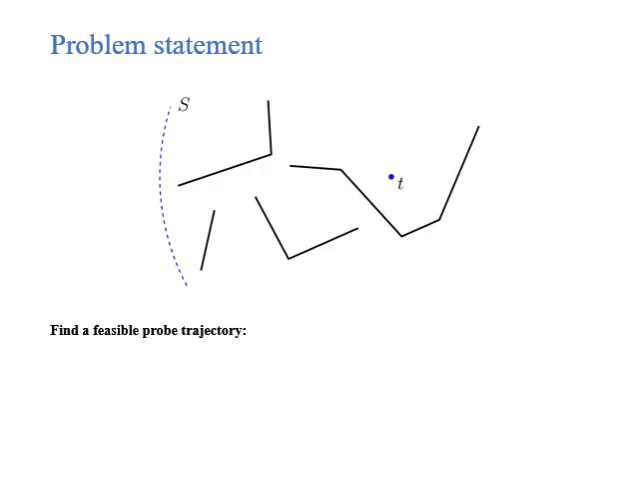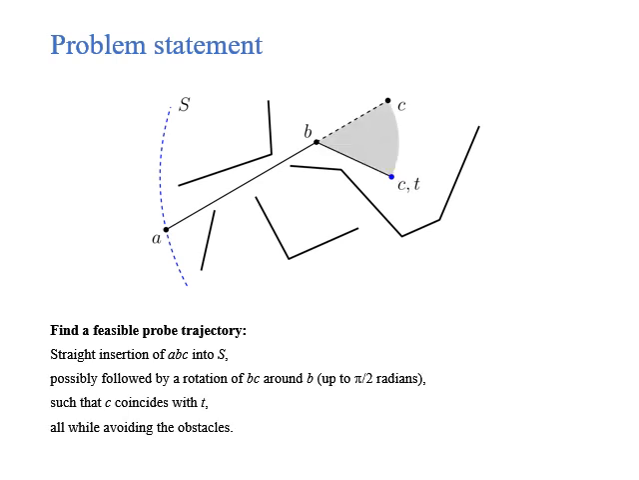The objective of the problem is to find a feasible trajectory for the probe to reach the target point T. More specifically, a feasible trajectory must begin with a straight insertion of segment ABC into circle S. After the insertion has completed, segment BC may rotate around point B so that point C can coincide with the target point T. This process must be undertaken while avoiding the obstacles.